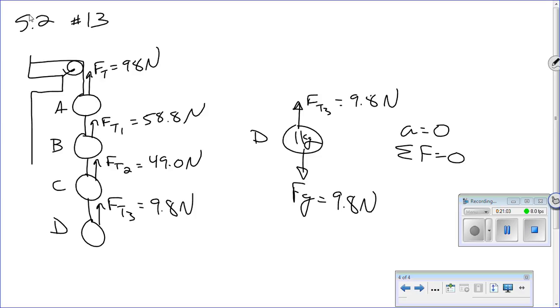Is everybody good with that? That's block D, which I think is actually the last question, so you have to answer these in reverse order. So that's disk D. Are we good? Okay.